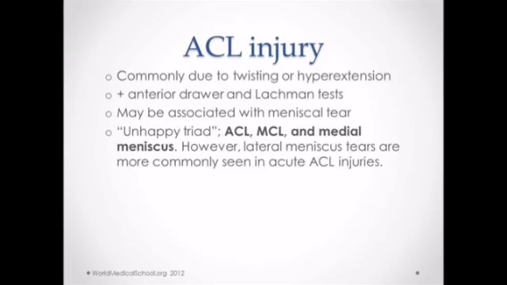These are commonly due to twisting and/or hyperextension. Anterior drawer sign and Lachman tests are positive. The anterior drawer test is performed with the patient supine on the table with the hip flexed at about 45 degrees and the knee at 90 degrees. The examiner can sit on the patient's foot to stabilize it, and then the hands are placed on the upper calf and the tibia is firmly pulled forward. Movement of about 5 millimeters or more is considered a positive test.